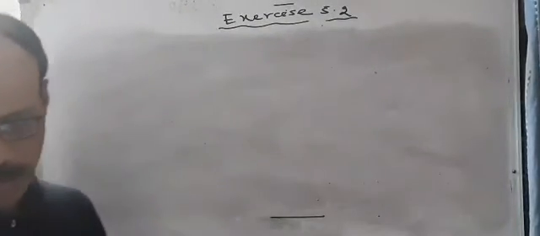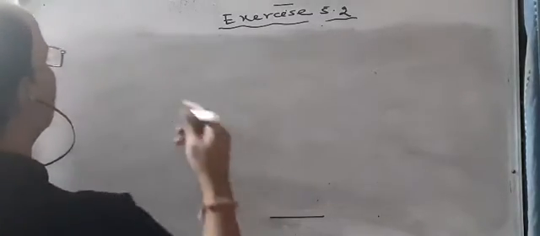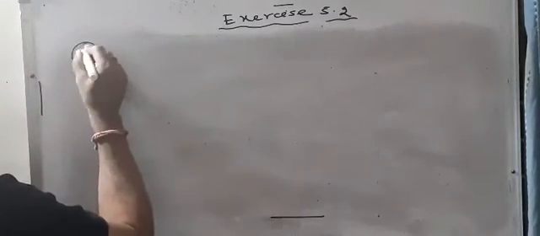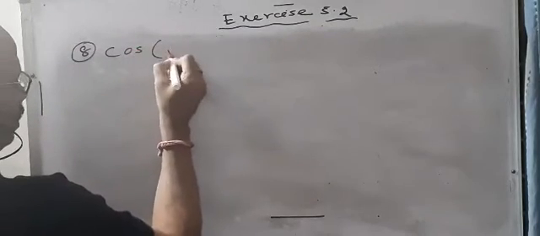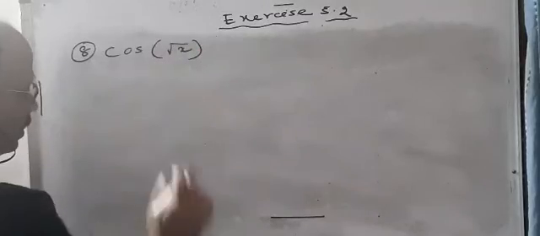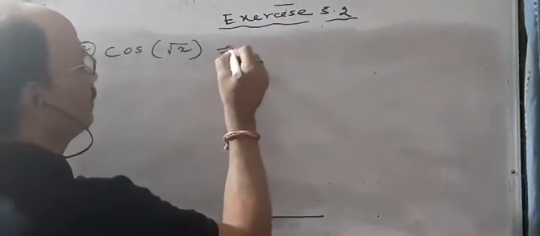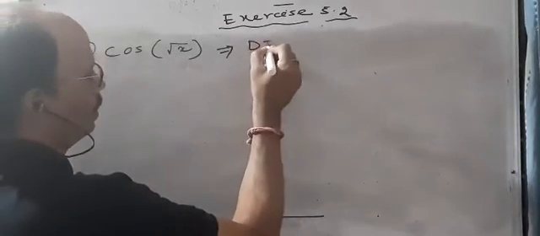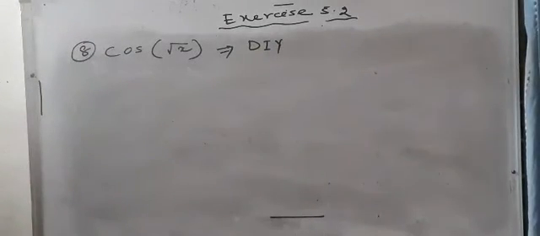So let's proceed for question number 8, cos under root x. I think you can do it by yourself. You just do it by yourself. DIY means do it by yourself.